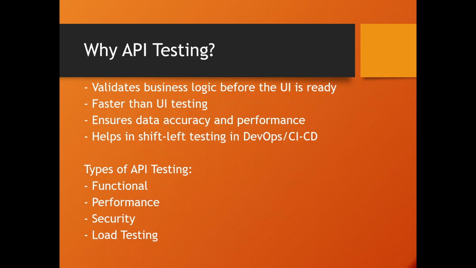Okay. And next is why API testing is important. It validates the business logic before the UI, the user interface, is ready. It's faster than UI testing, ensures data accuracy and performance, and helps in modern techniques in software testing, that is shift left testing in DevOps CI/CD. Okay. And the different types of API testing are functional, performance, security, and finally load testing.